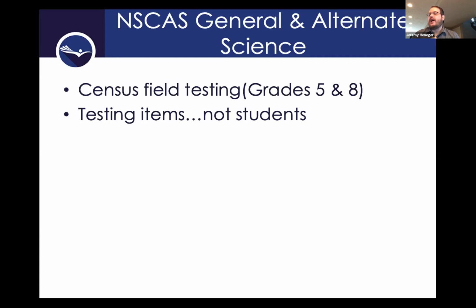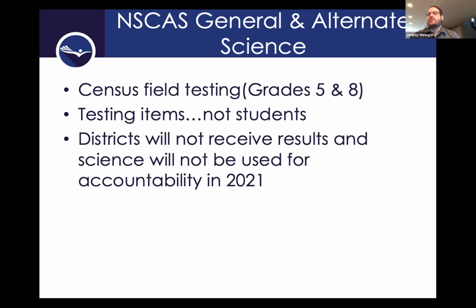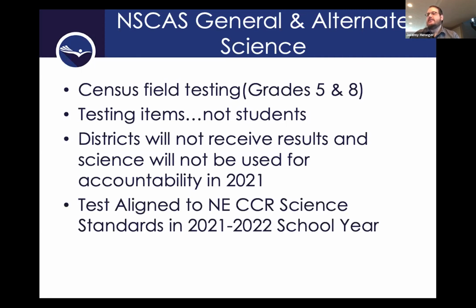For general, for grades 5 and 8, and for alternate 5, 8, and 11, we're really testing items. We're testing those items to make sure they work correctly, so that we're able to build a high quality assessment. And so that is this year for the field test in 21. All students are expected to test unless we let you know otherwise. Districts do not receive results, and science will not be used in accountability for 2021. Like we said, we're testing the items, not testing students. The test is aligned with the Nebraska College and Career Ready Science Standards.